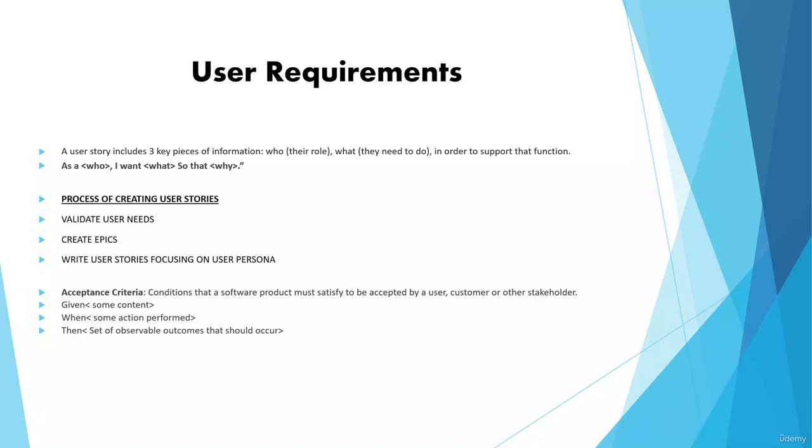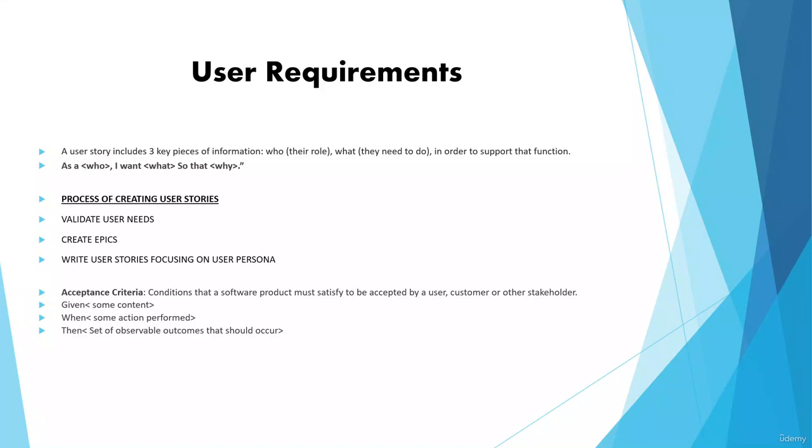And coming to the acceptance criteria. Acceptance criteria are the conditions that a software product must satisfy to be accepted by a user, customer, or other stakeholder. We have the formula given, when, then for acceptance criteria. Given is some context. When is some action performed. Then is the set of observable outcomes that should occur.